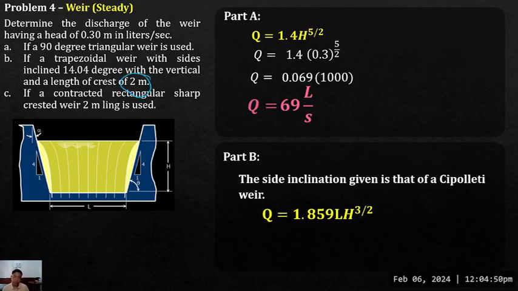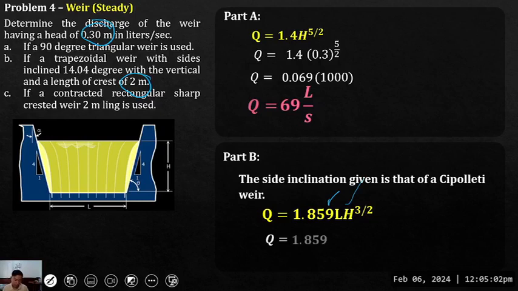So, yung 2 meters, substitute mo yan sa L. Yung H natin, given, that is 0.3. So, lagay din natin yan sa H. So, diretso, makukumpute na natin yung Q. So, Q is equal to 1.859.